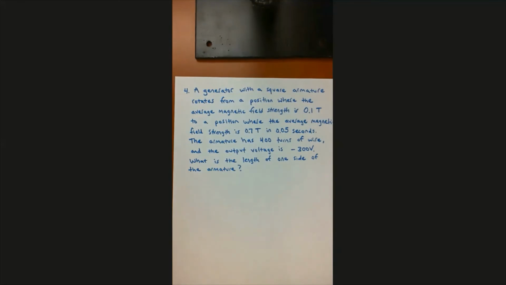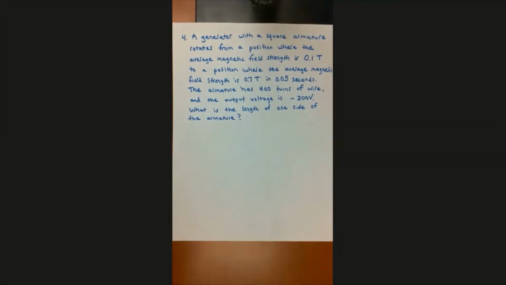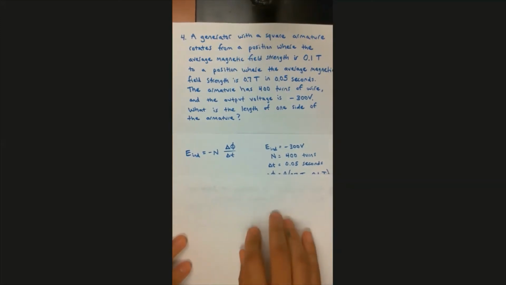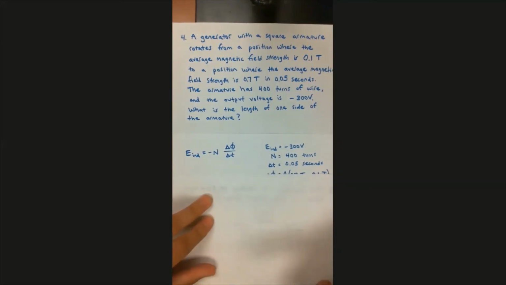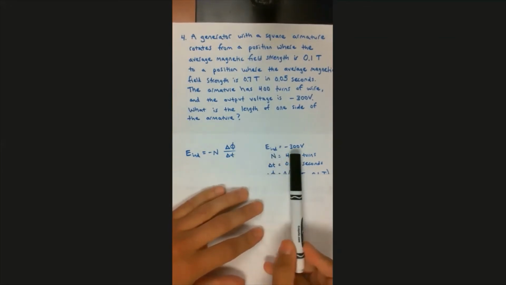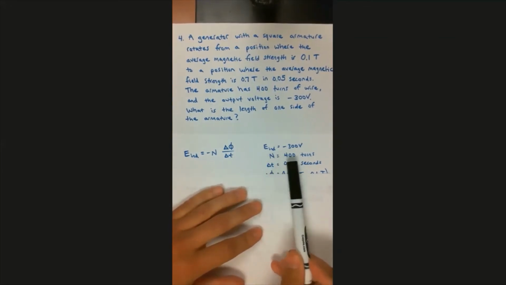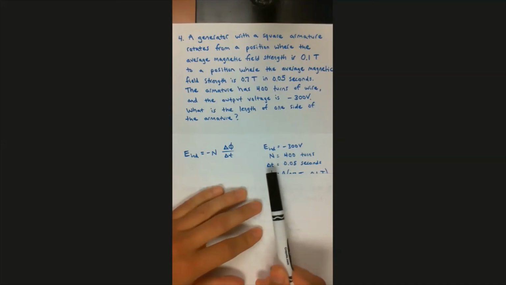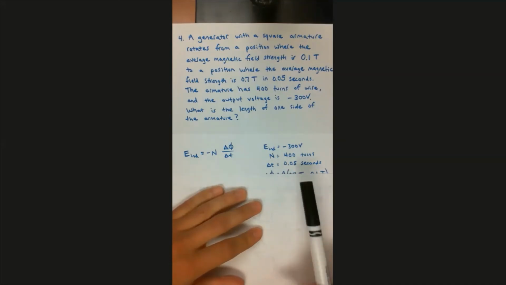All right, so let's go ahead and write out Faraday's law, and then think about what we know and what we don't know. So here is Faraday's law. And what do we know? Let's go ahead and write down everything we know. We know E induced, it's negative 300 volts. We know N, it's 400 turns. We know delta T, it's given to be 0.05 seconds.